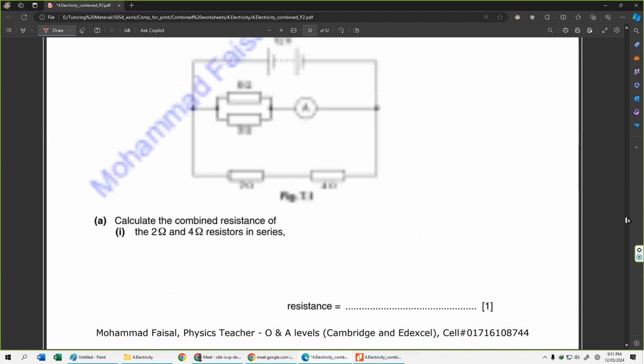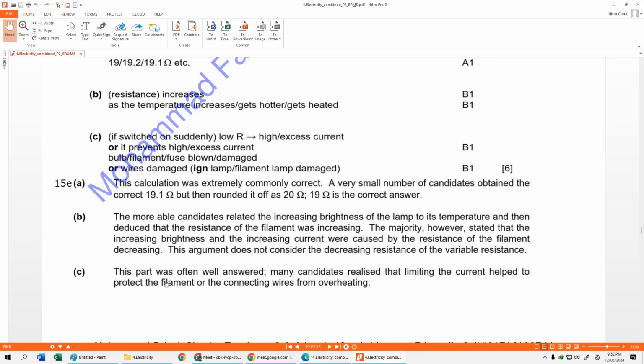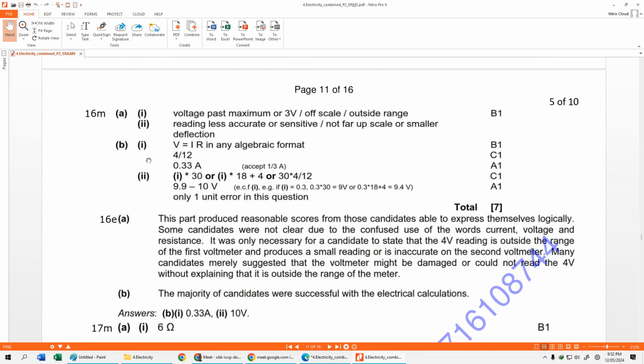আমরা এই কোশ্চেনের জন্য মার্ক স্কিমের ল্যাঙ্গুয়েজটা একটু দেখি, কারণ এই কোশ্চেনের মার্ক স্কিমের ল্যাঙ্গুয়েজটা একটু টেকনিক্যালি ডিফিকাল্ট, যদিও it's only 1 mark question, but I need all of you to understand what is happening over here. The mark scheme says over here, 16m, ওটা কি 16 ছিল না? আচ্ছা, reading less accurate or less sensitive, not far up scale or smaller deflection. So if I was writing, I would definitely go for the first thing. Reading will be less accurate, or reading would be less sensitive.